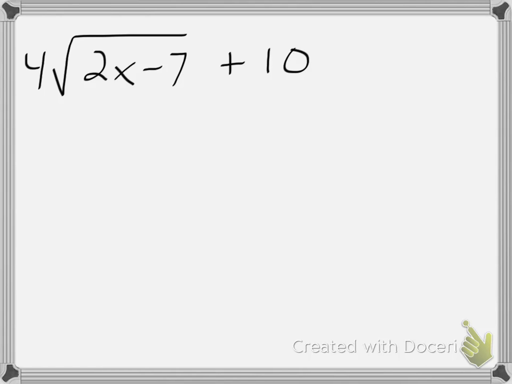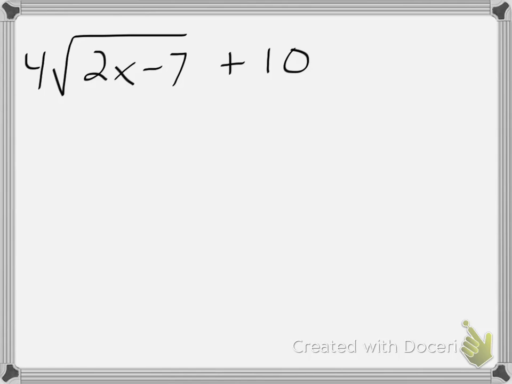When I look for the domain of a radical, simply put, I want to focus only on the radicand. In other words, what's inside the radical. In this case, that's 2x minus 7. So I'm only going to focus on that. I'm not going to worry about the 4 or the 10 outside the radical. My only concern right now is the 2x minus 7.